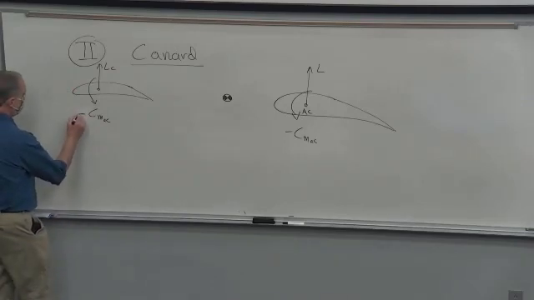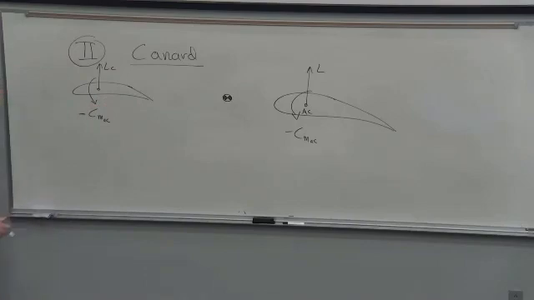Oh, it's negative, yeah. Typically, they're both cambered. I mean, you can make it symmetrical, so there's none there.